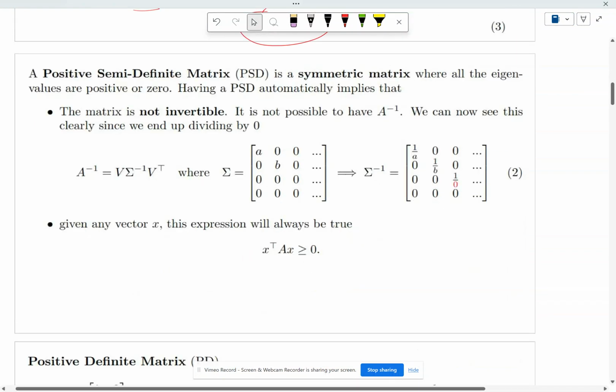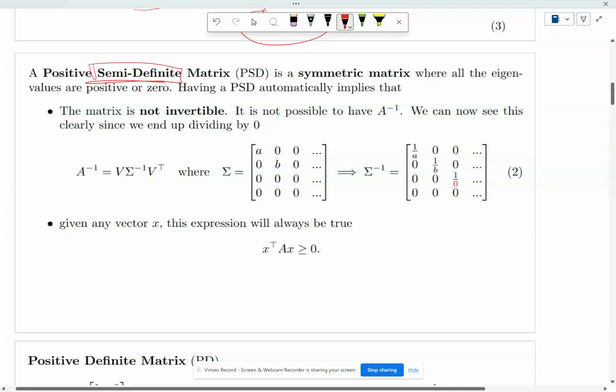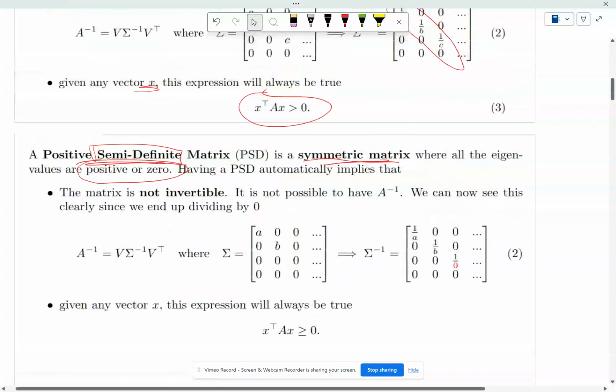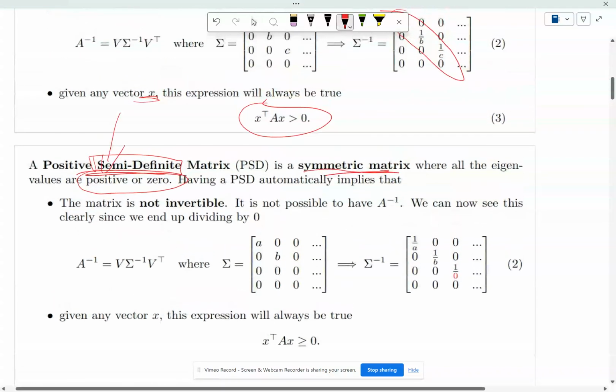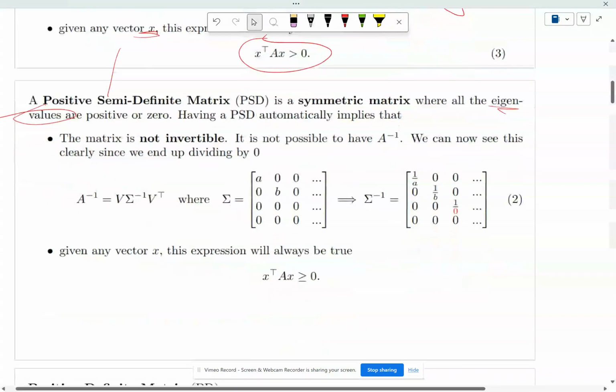Now, another one called positive semi-definite. So not definite, semi-definite, PSD, is also a symmetric matrix where all the eigenvalues are positive or 0. So in just positive definite matrix, it has to be positive. But semi-definite could be 0 as long as it's not negative, then it's semi-definite. So the eigenvalues are either positive or 0.